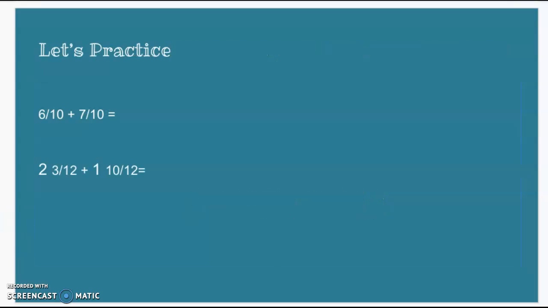9 1/3 would be the same as 8 4/3, but it shows it in a mixed number instead of an improper fraction. All right, fourth graders, so let's practice. I want you to pause the video, and on your whiteboards, I want you to solve 6/10 plus 7/10 and 2 3/12 plus 1 10/12. When you're ready, press play.